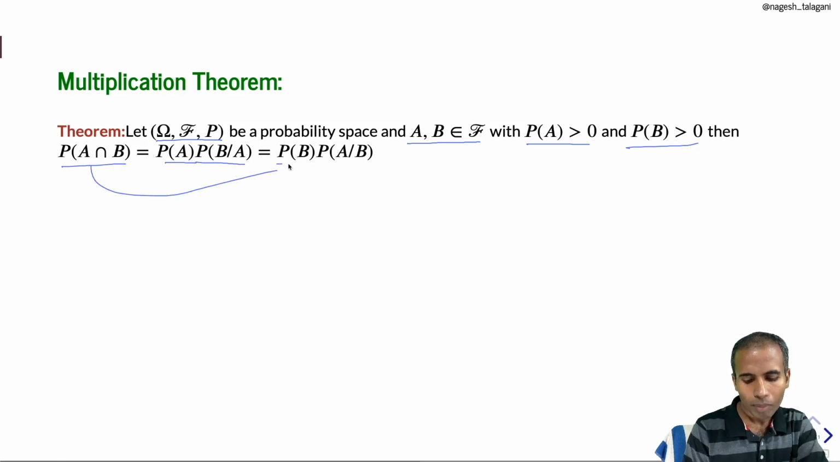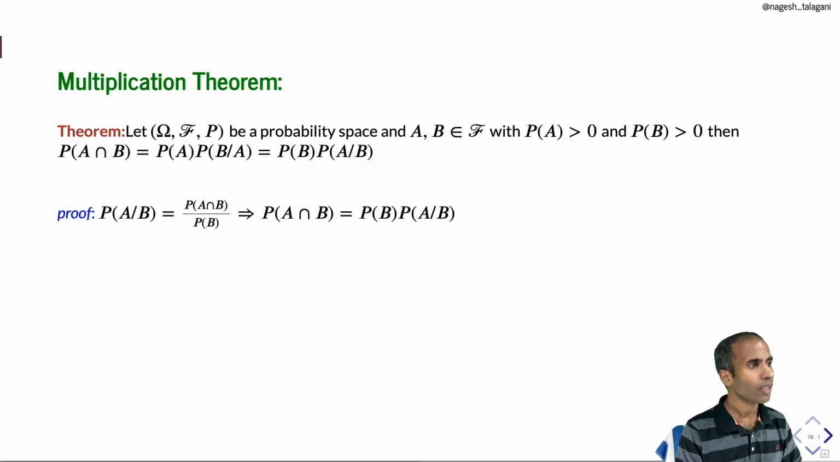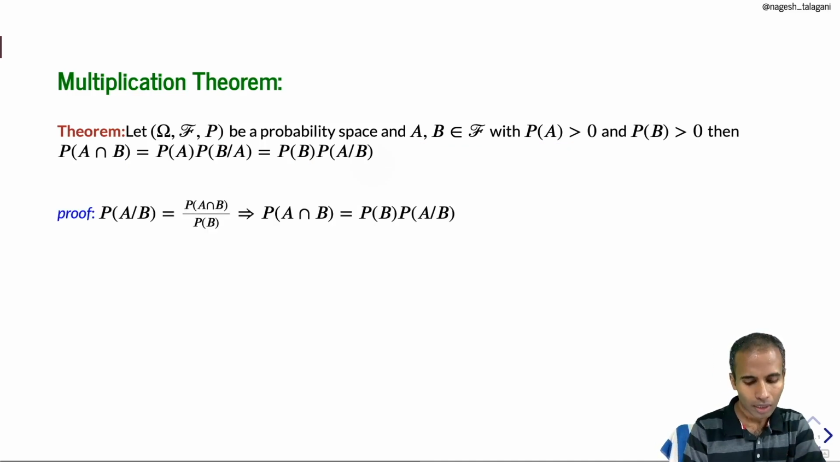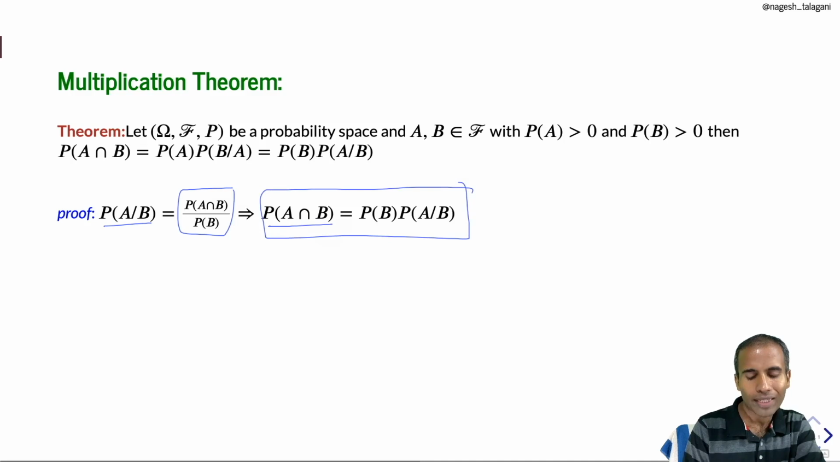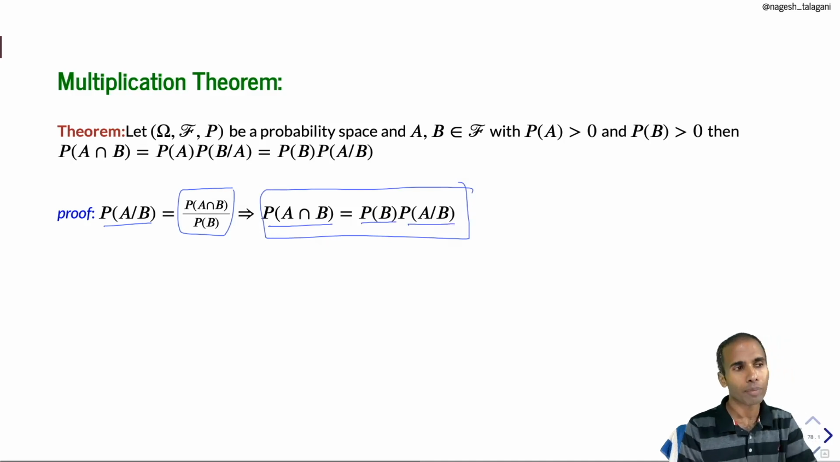which is also equal to probability of B times probability of A given B. This result directly follows from the conditional probability definition. Okay, proof. First, if we consider probability of A given that B happened, probability of A given B, by definition we can write probability of A intersection B by probability of B. If you multiply probability of B on both sides, then we will end up with this result. Probability of A intersection B equals probability of B times probability of A given B.